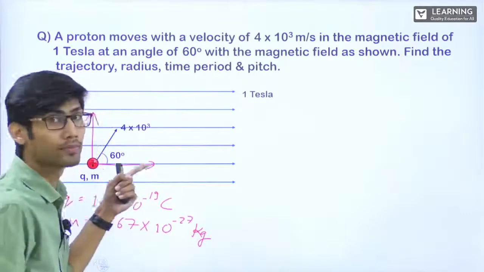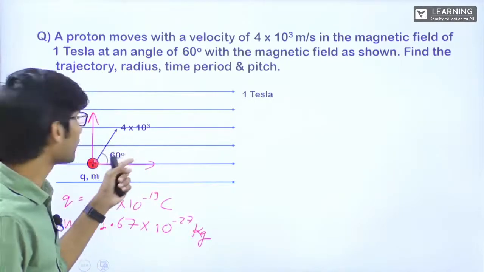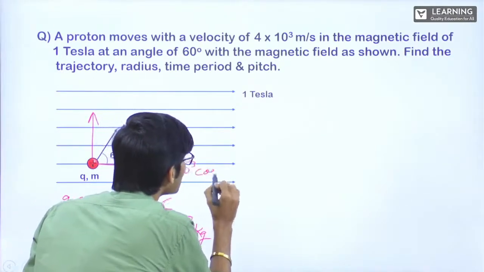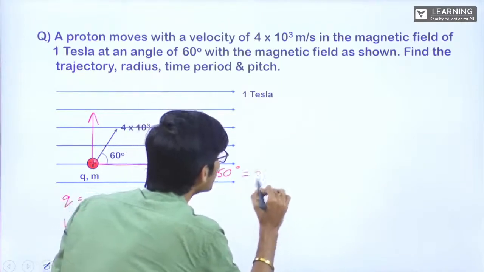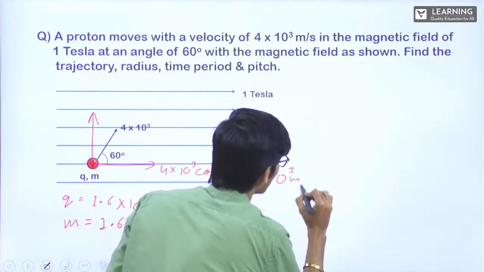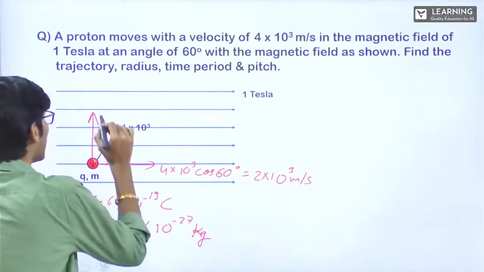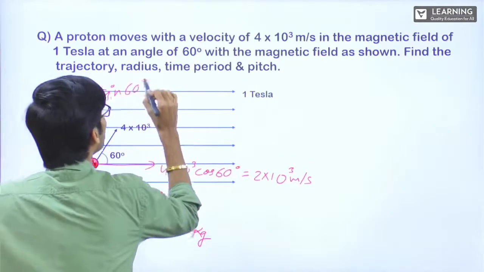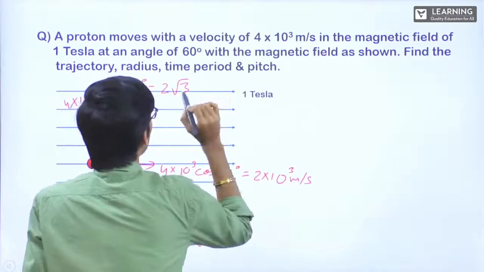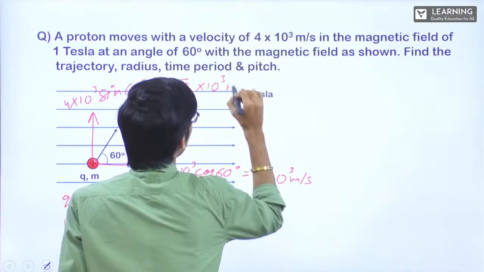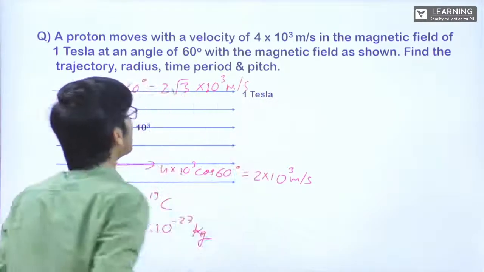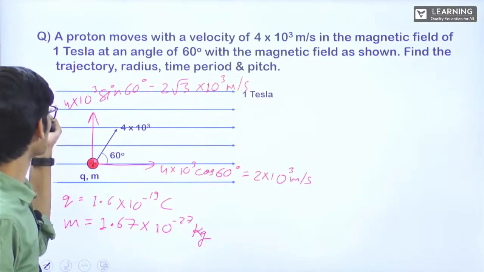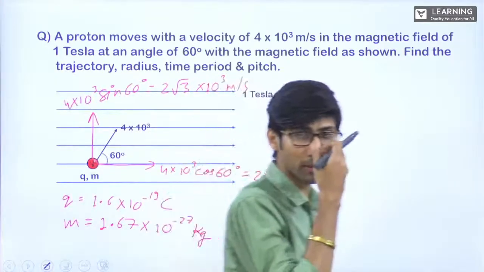Horizontal component will be 4 into 10 power 3 cos 60 degrees. That is equal to 2 into 10 power 3 meter per second, correct? This is 4 into 10 power 3 sine 60 degrees. That is equal to 2 root 3 into 10 power 3 meter per second. See, sine 60 is root 3 by 2, 2 2s are 4, so 2 root 3 will be the answer.